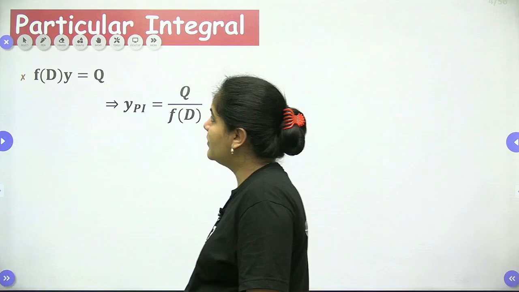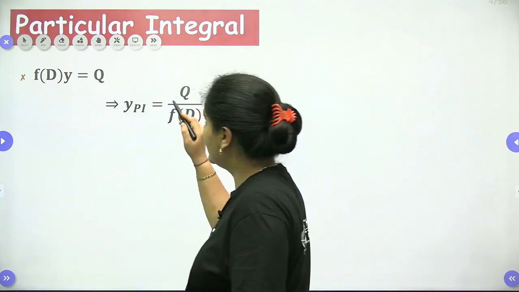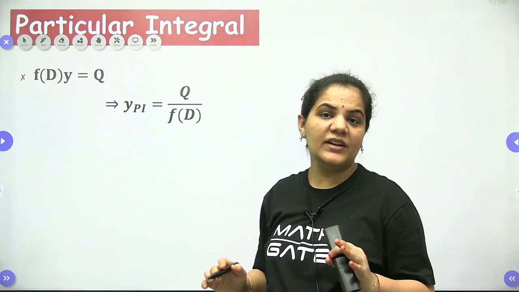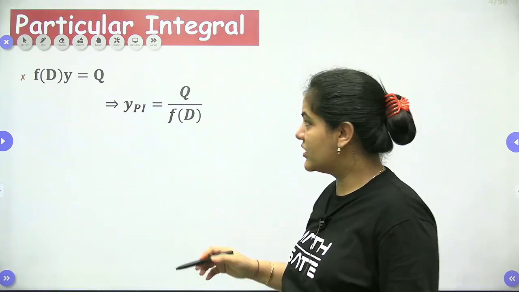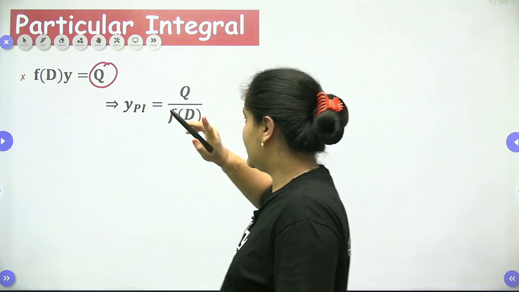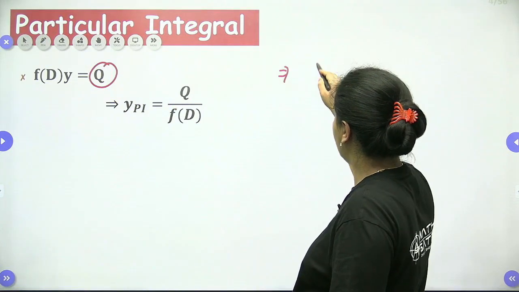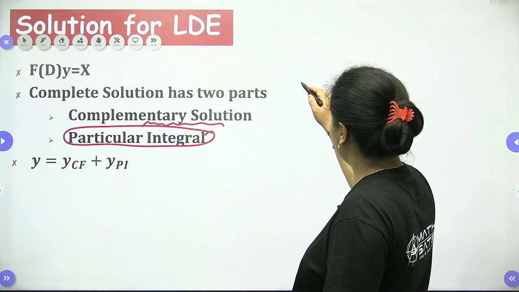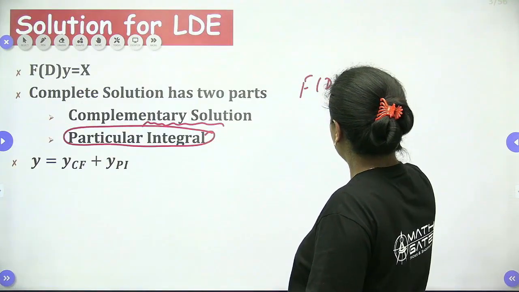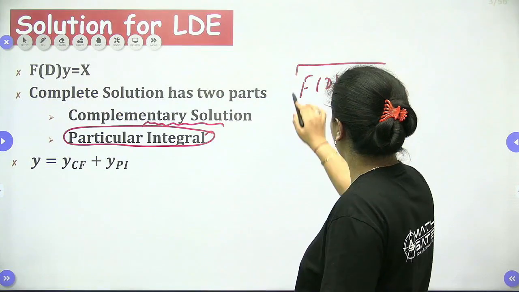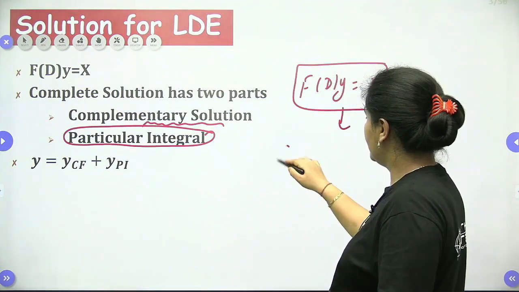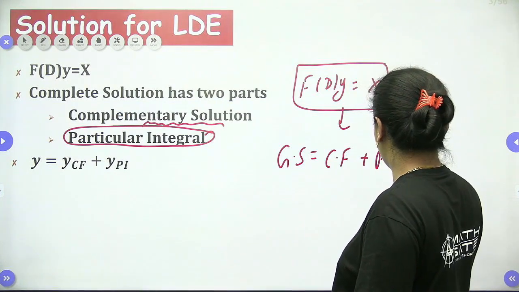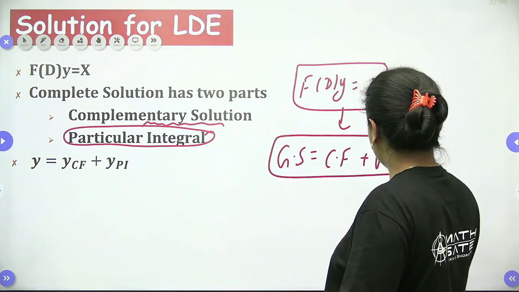So let's have a discussion on the PI, dear students. PI is nothing but the particular integral. Basically everything related to PI depends on this Q only, right? Now let me tell you one important thing, dear students. As I already told you, if there is a function f(D)y equals x, then your general solution will contain two parts. The first is the CF and the second is the PI. Then only it contains two parts.